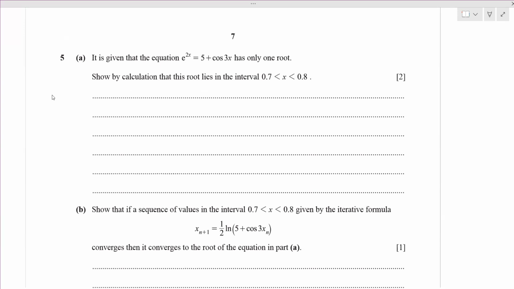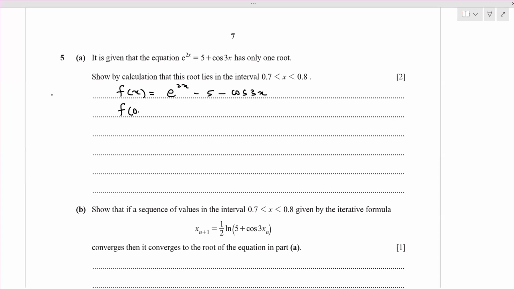Iteration का question आपको दिया गया. It is given that the equation has only one root between 0.7 and 0.8. Show by calculation. Okay, so first of all, make a function f(x) is equal to e power 2x minus 5 minus cos 3x. Replace the values.